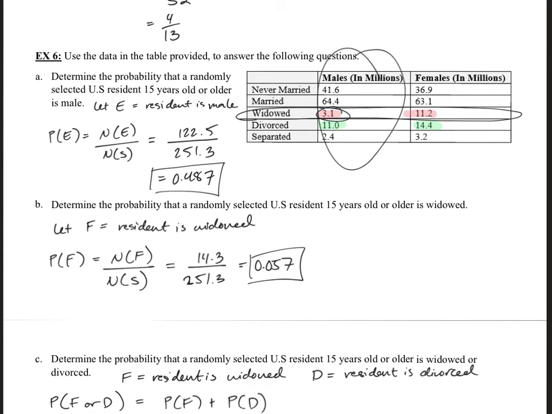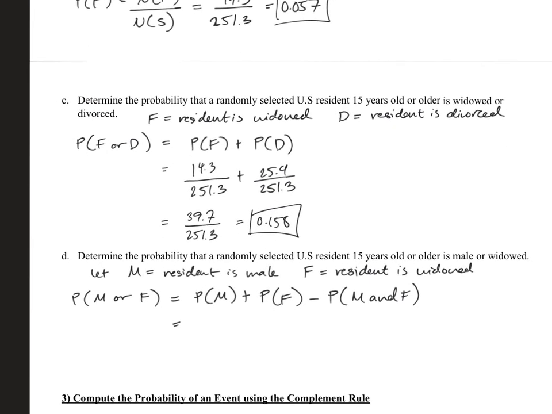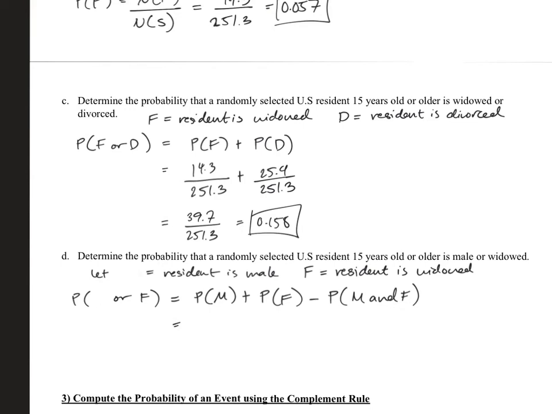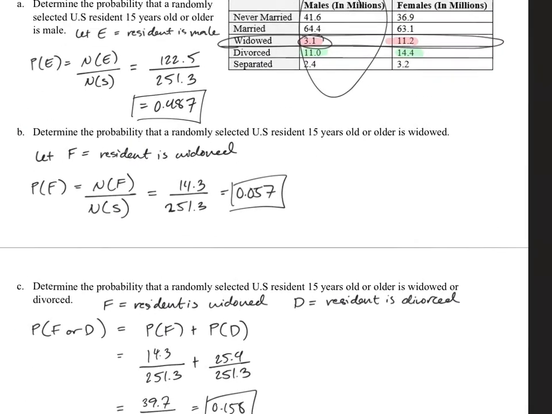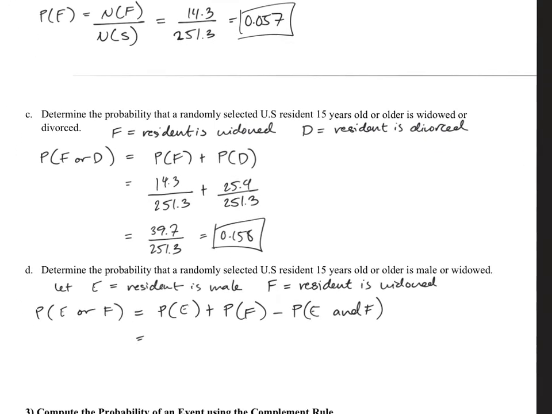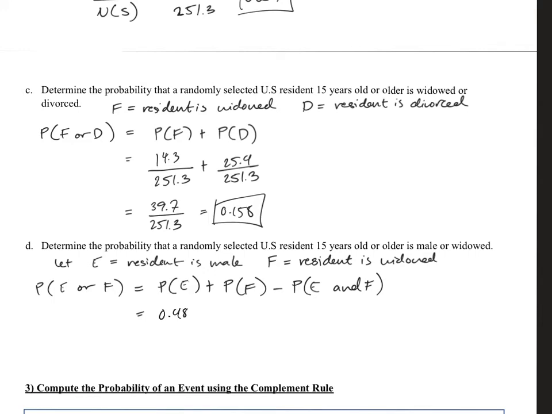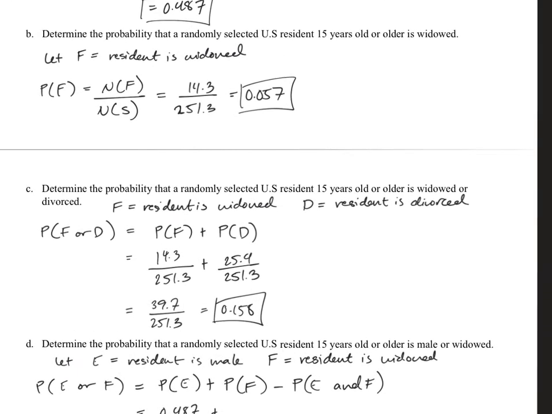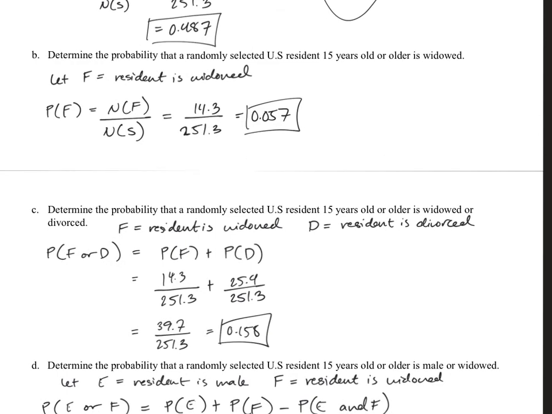Actually, you know what? I already used that probability. I said E. Darn, let me change this here. I'm using the wrong variable. Too bad I didn't think of this sooner. We are already using E. And we found that probability at the very first question, which was, I'll just go ahead and go with 0.487. Plus the probability of F, which is person being widowed, which we already found here, 0.057.